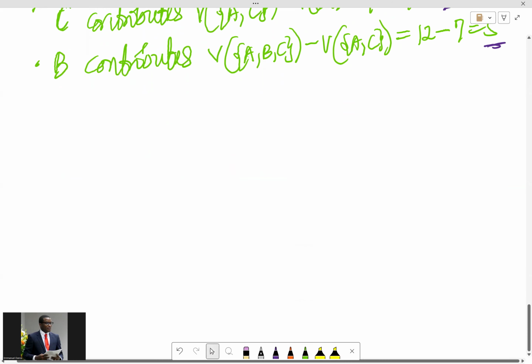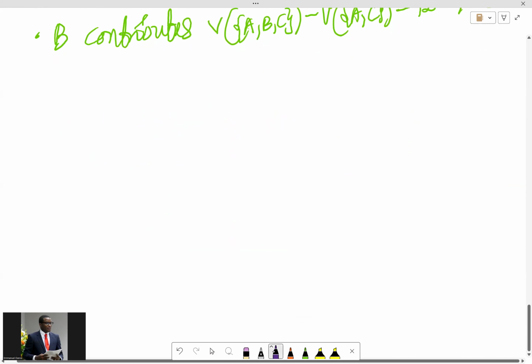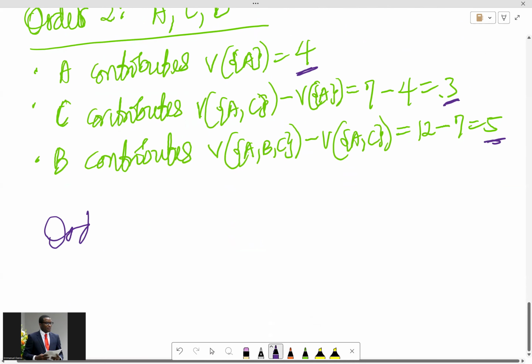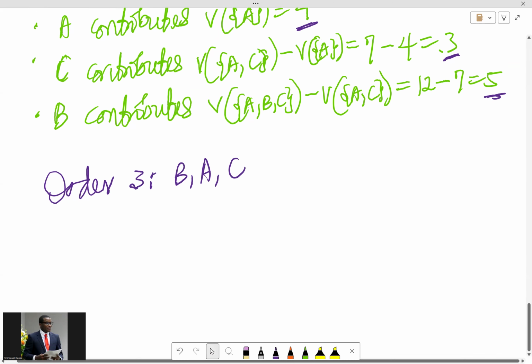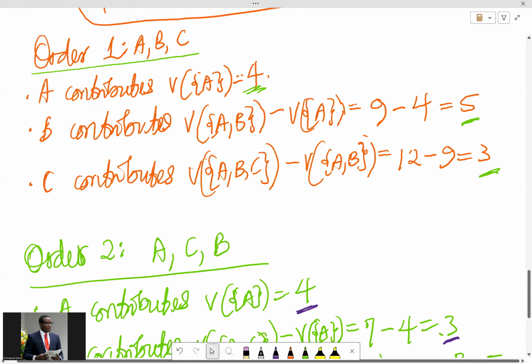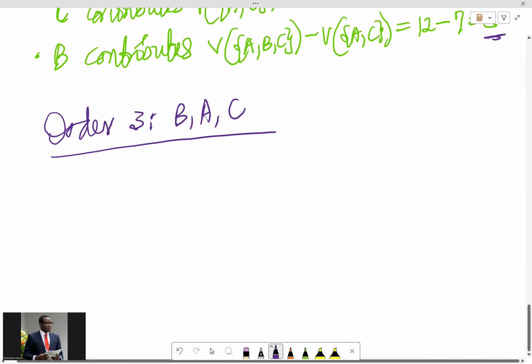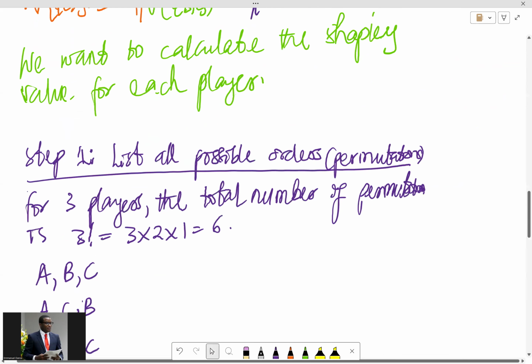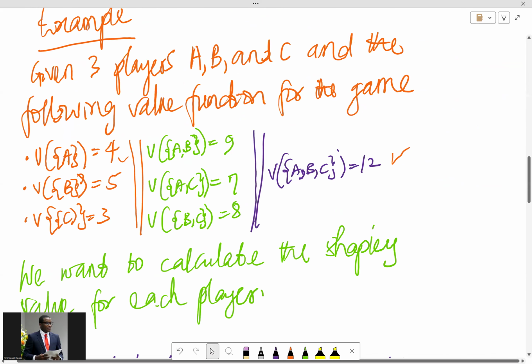Then we go to the next order. So we have order 3 now. Order 3 is B, A, C. So that means that B starts the idea. B starts the idea, then A joins, and then C joins. So first of all, B contributes the value attached to only B, and that is 5. So this is 5.